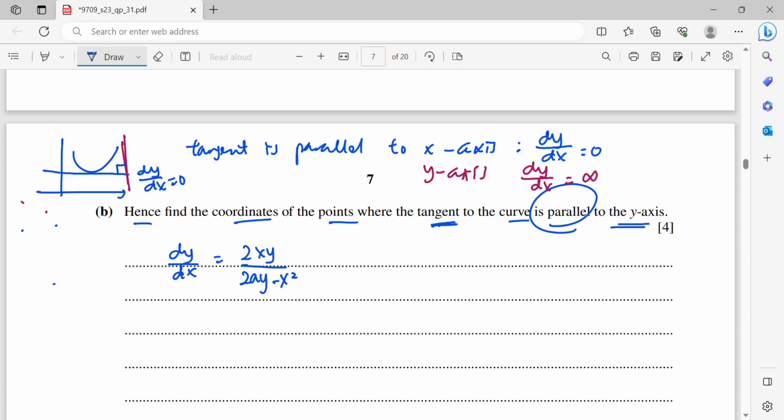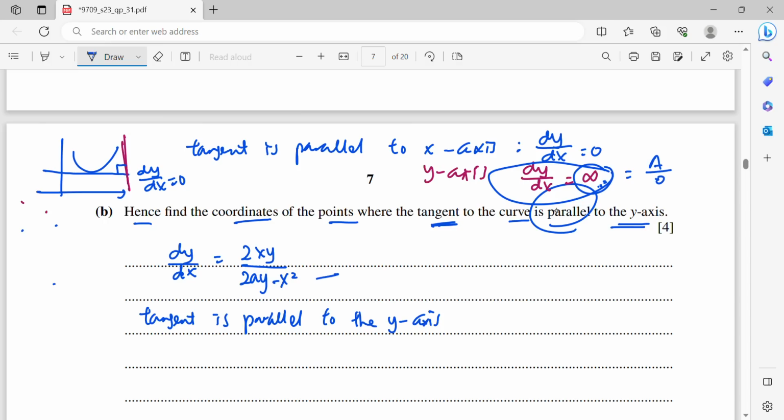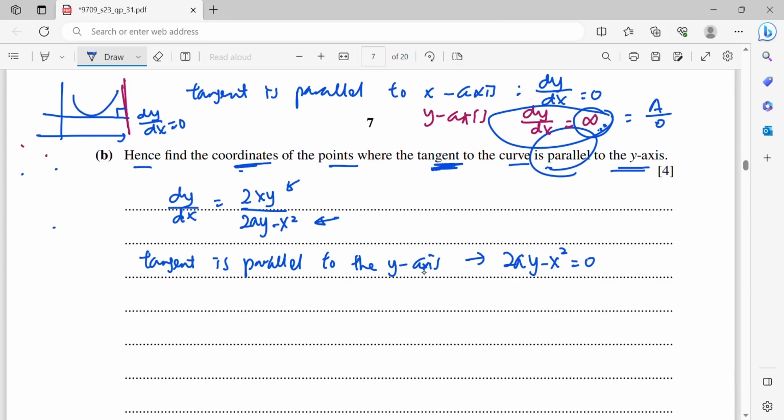2ay minus x squared. Okay, so since tangent is parallel to y-axis, which means dy dx equals to infinity, but we will not write infinity. So we know that infinity happens when it is a number divided by 0. Okay, which means now I need to let the denominator be 0. So 2ay minus x squared equals to 0. So if let's say the tangent is parallel to x-axis, means that the numerator equals to 0. Alright? And now you need to find the coordinates of the points.